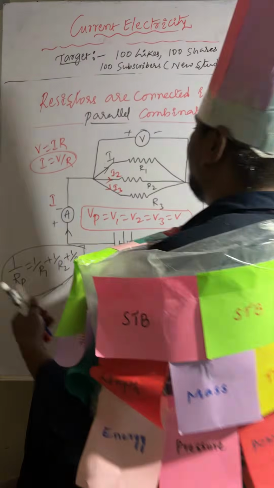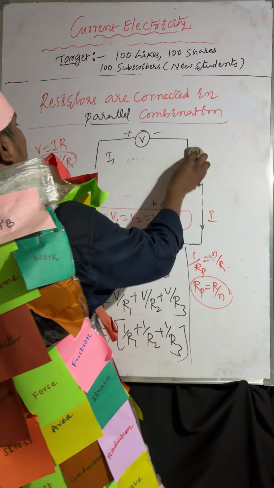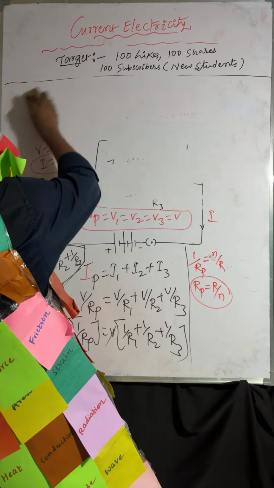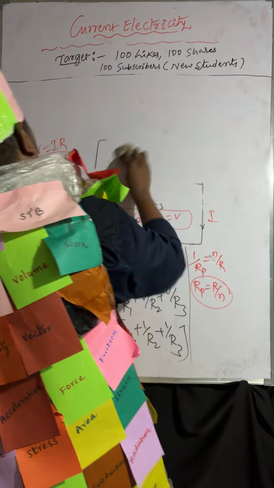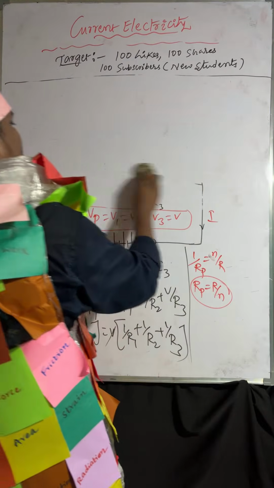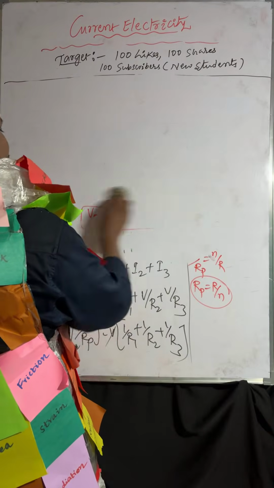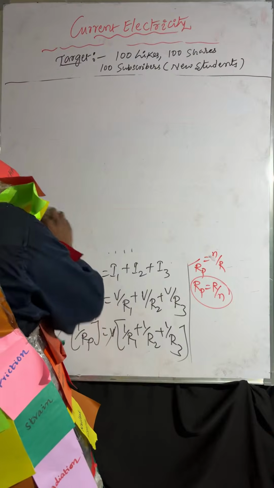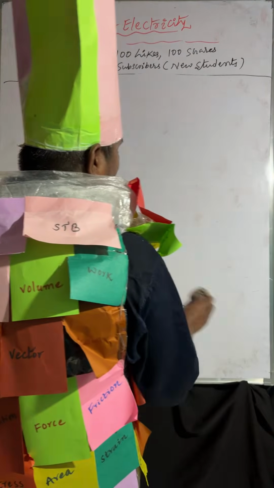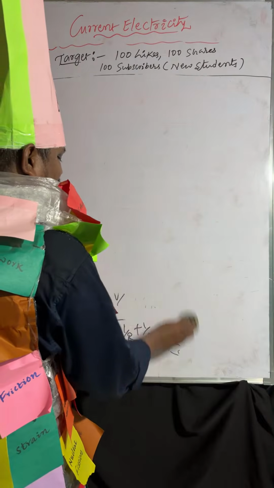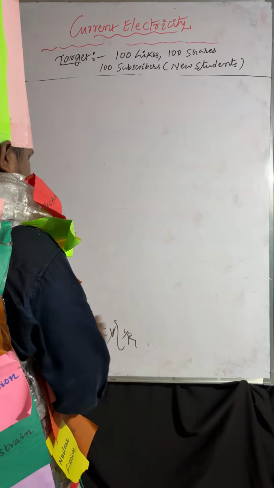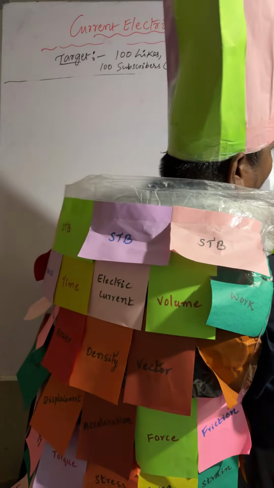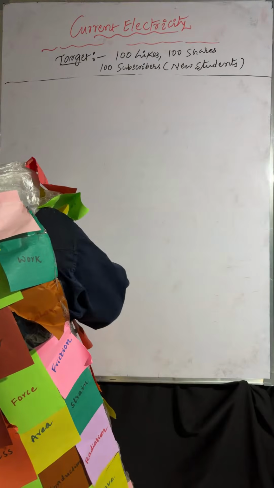Some circuits we may not be able to reduce into simple series and parallel. At that time we will use Kirchhoff's laws. There are two laws: one is the junction law, another one is the loop law. First one is the junction law.